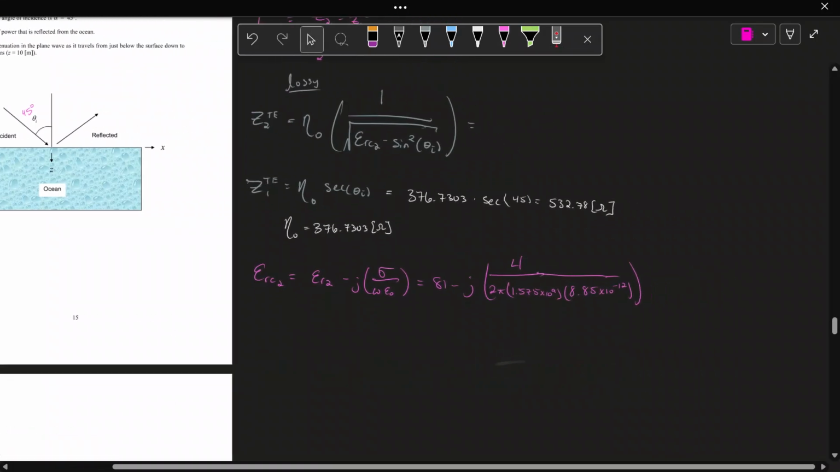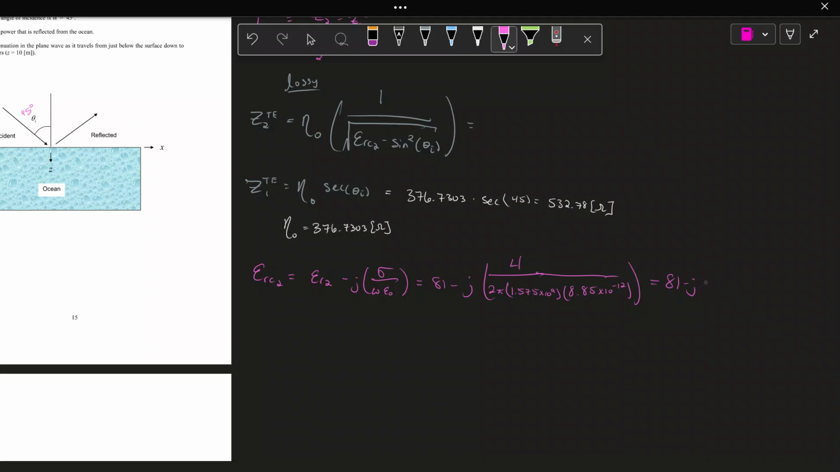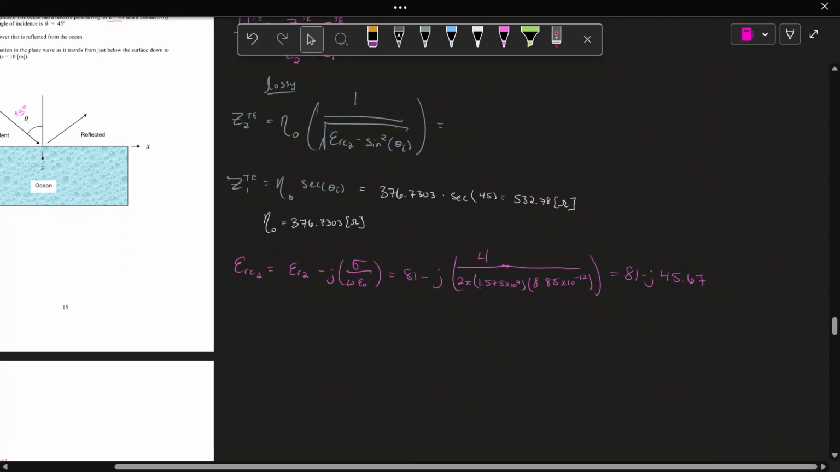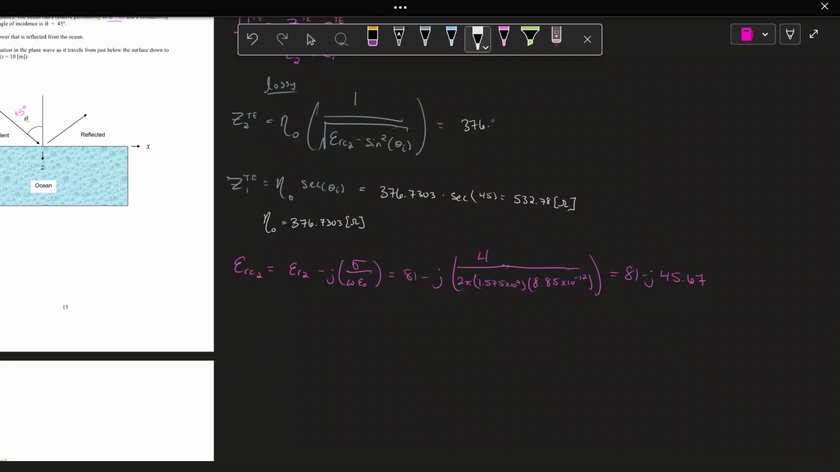And so what we get from this, if we plug it into a calculator, you just put in here 81 minus J 45.67. Unitless, by the way, because we're solving for epsilon RC here. Unitless. And now we have our value, and now we can plug it into the equation. So we have 376.7303 times 1 over the square root of 81 minus J 45.67, minus sine squared of 45 degrees. Something is also very important. Make sure you have your calculator in degree mode, not radians in this case.